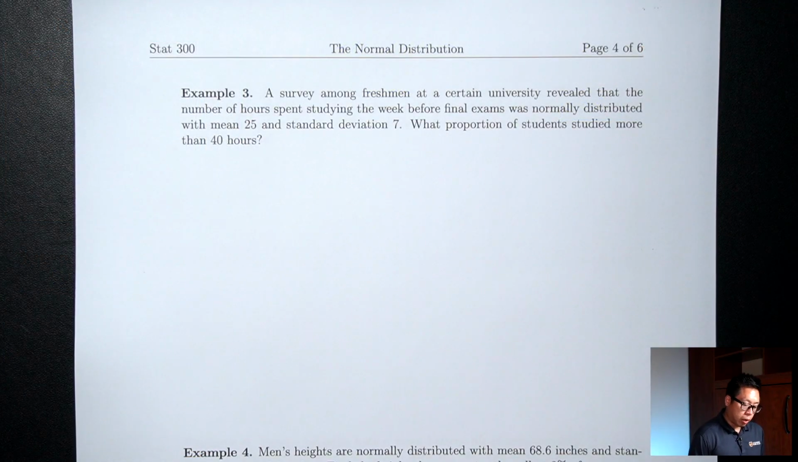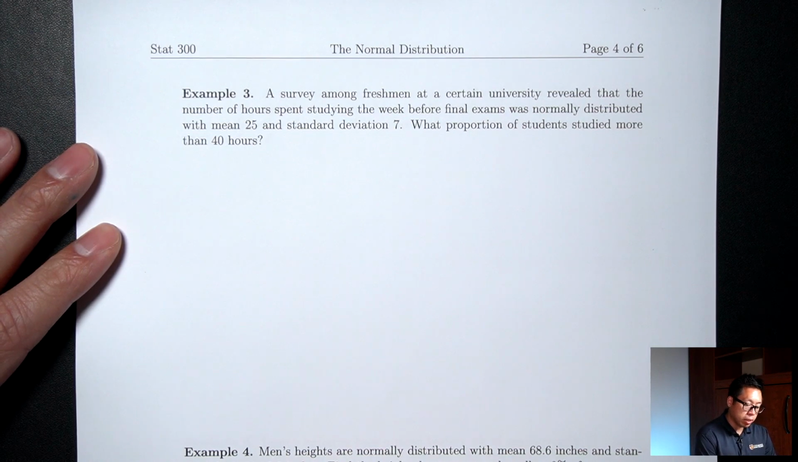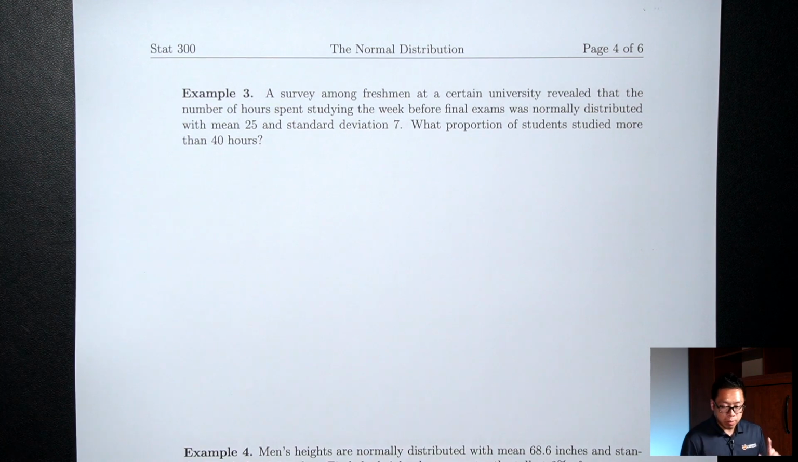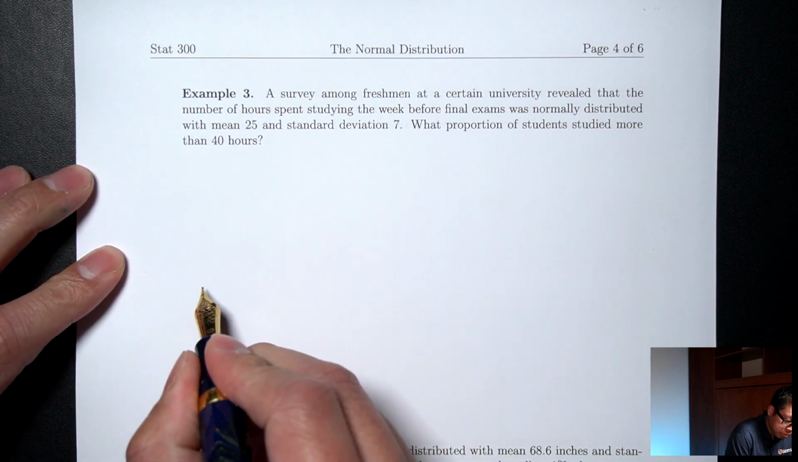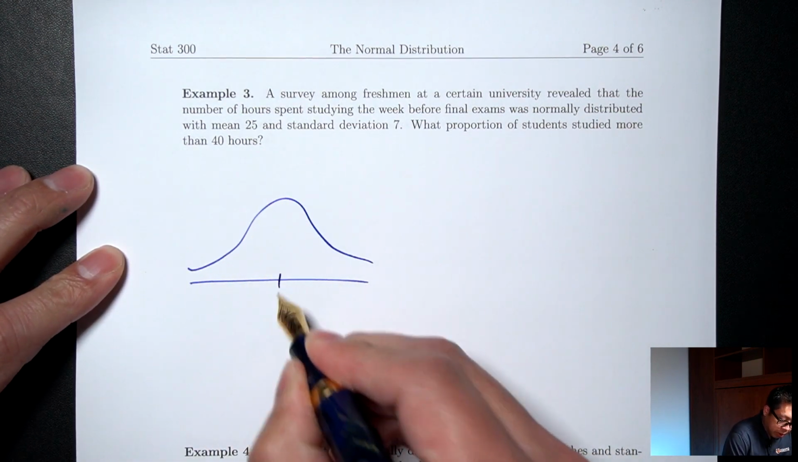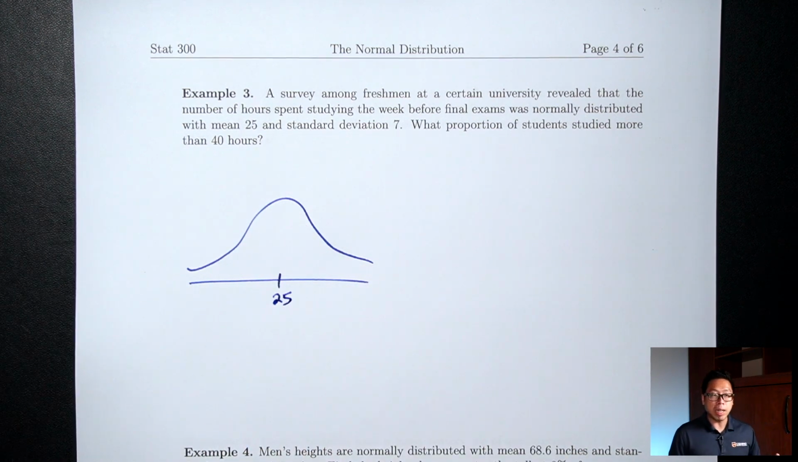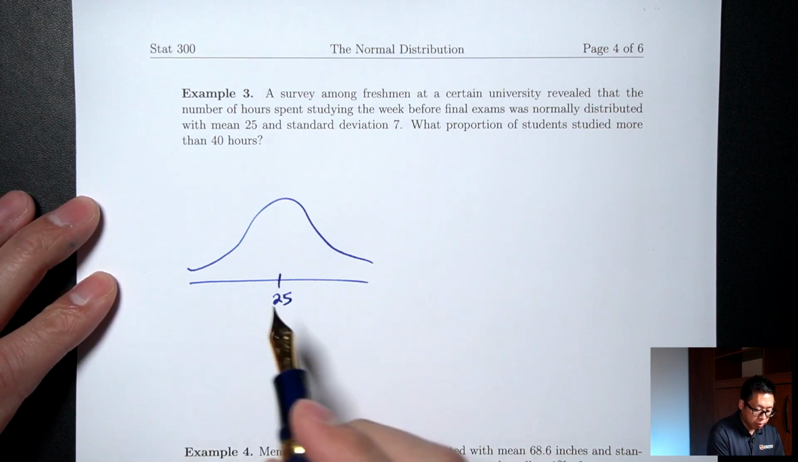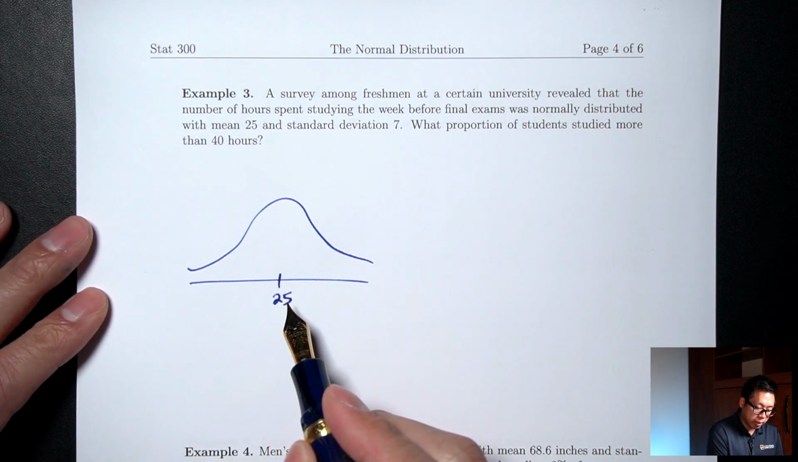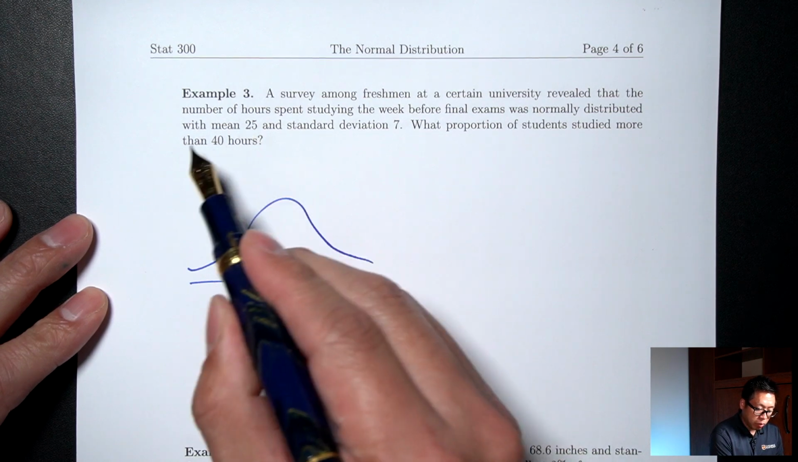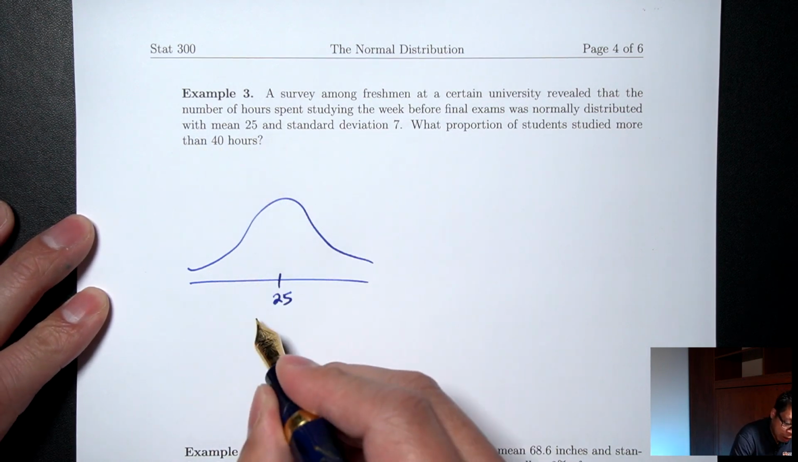Example 3. A survey among freshmen at a certain university revealed that the number of hours spent studying the week before final exams was normally distributed with a mean of 25 and a standard deviation of 7. What proportion of students studied more than 40 hours? First thing I always do is draw the normal distribution picture and put the mean in the middle. The mean here was 25. And then I always label what this x-axis represents. The 25 was the number of hours spent studying. So 25 is hours.